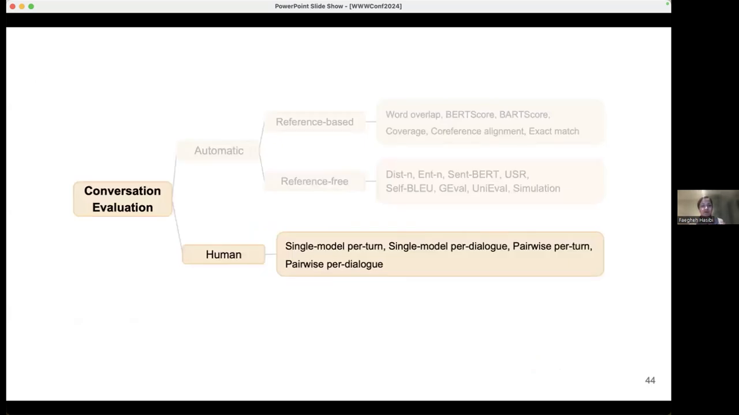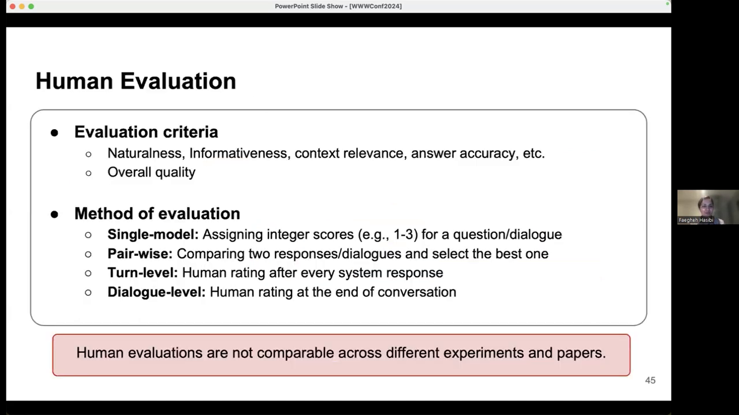So the last category of conversation evaluation methods is human evaluation. You've already seen lots of methods for automatic evaluation, which are not perfect. So human evaluation is a complementary method, but here we also have lots of methods. First of all, every paper uses different methods. There are different evaluation criteria like naturalness, informativeness, context relevance, which are all dependent on the paper and the focus of the paper. And we also have different methods of evaluation. For instance, whether a human evaluator evaluates a single model at a time or two models at a time, or whether the evaluation is done at a turn level or at a dialogue level.